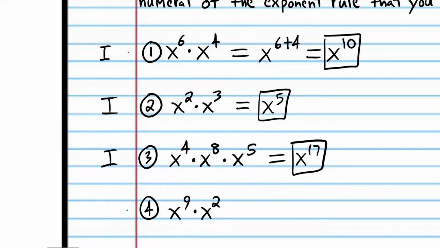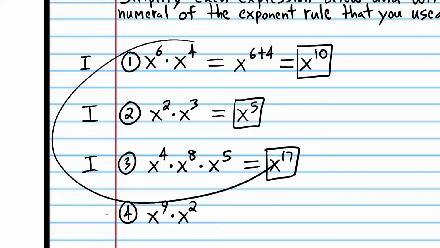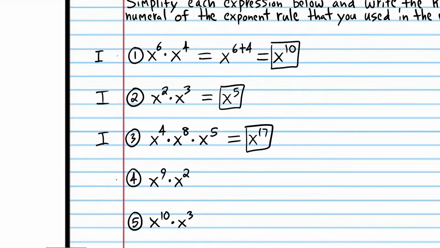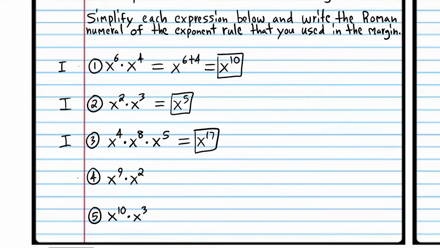Now you might think this is kind of tedious having to write these numbers over and over again, but I want you to be absolutely sure which rule we're using. So even though it's kind of tedious to have to write that, I want you to do it anyway. Okay, so I want you to try number 4, and when you come back, we'll do it together.